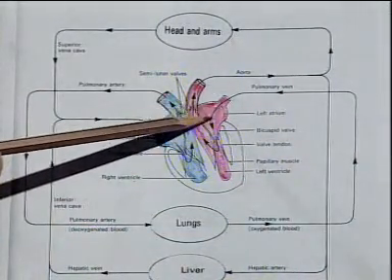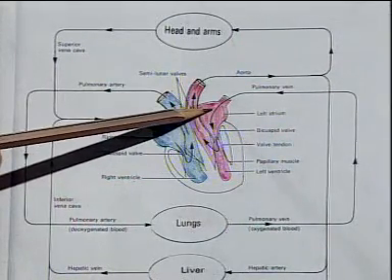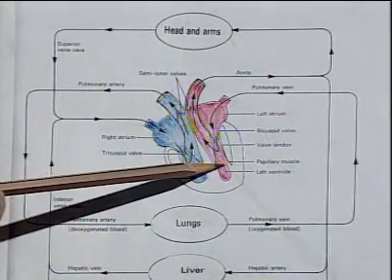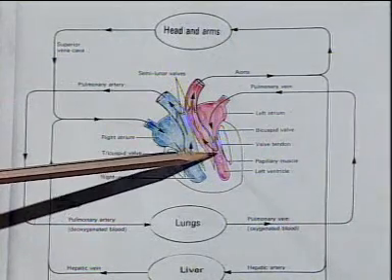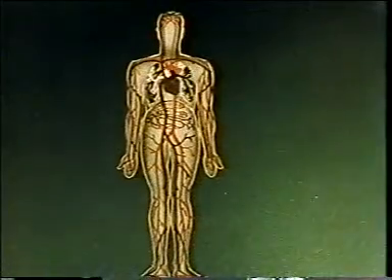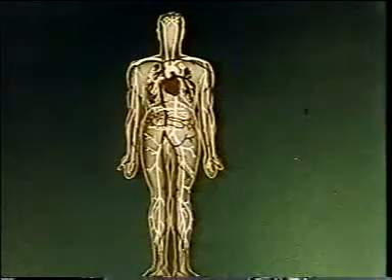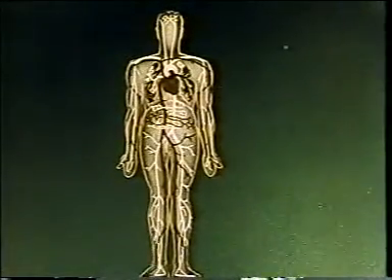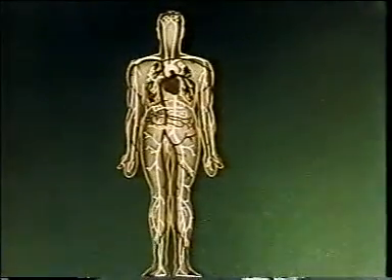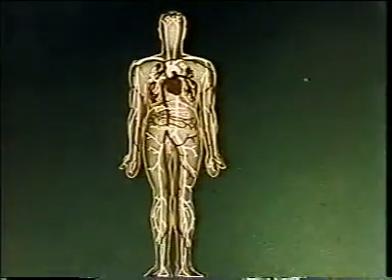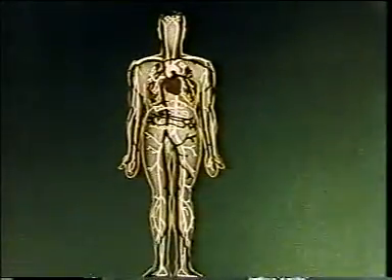to the left atrium. From the left atrium, blood passes to the left ventricle, and from the left ventricle, the blood passes to whole of the body through the aorta. From the aorta, blood goes to the stomach, intestines, kidneys, head and neck.